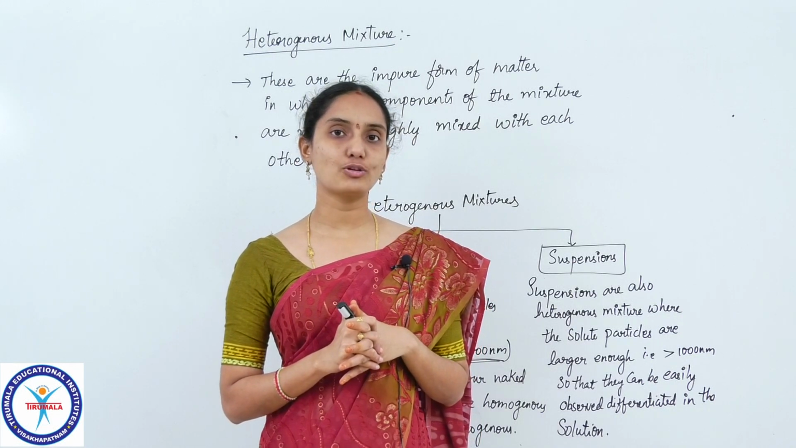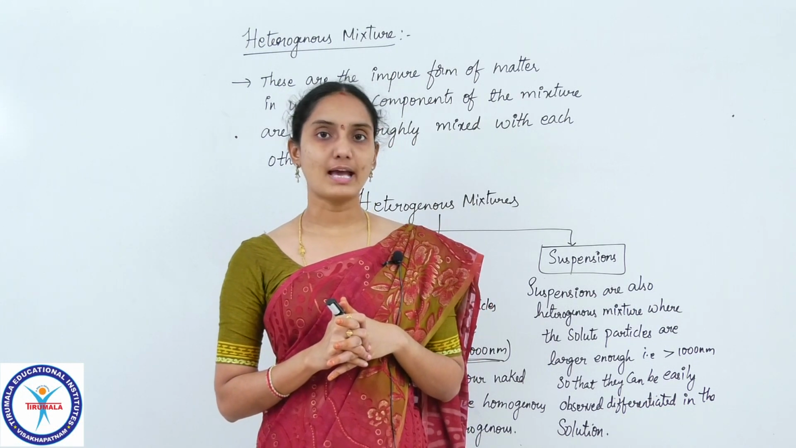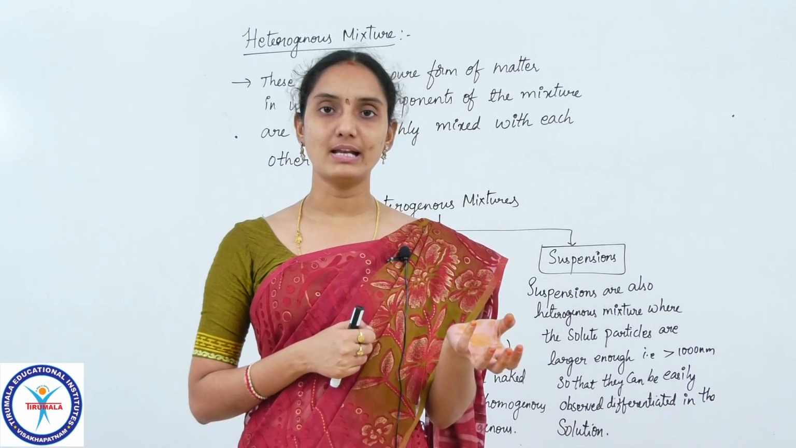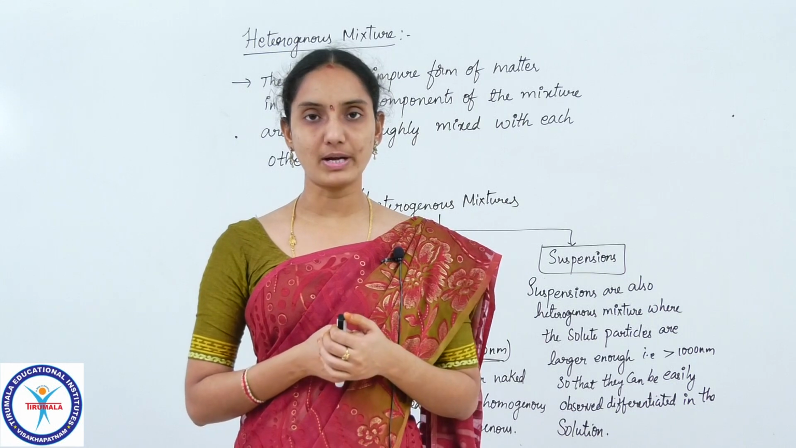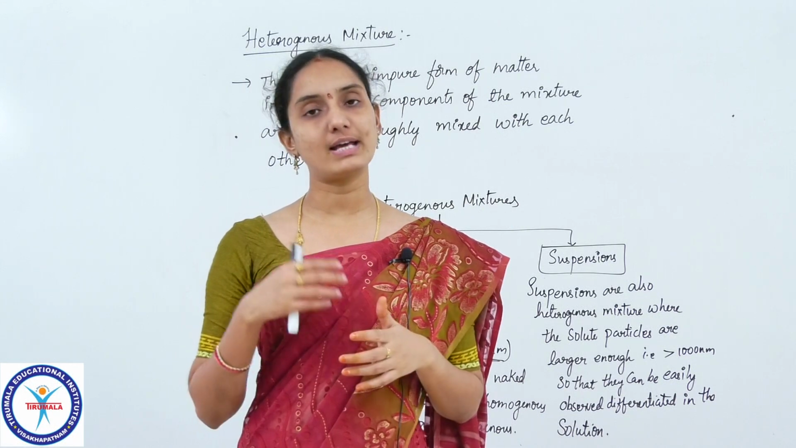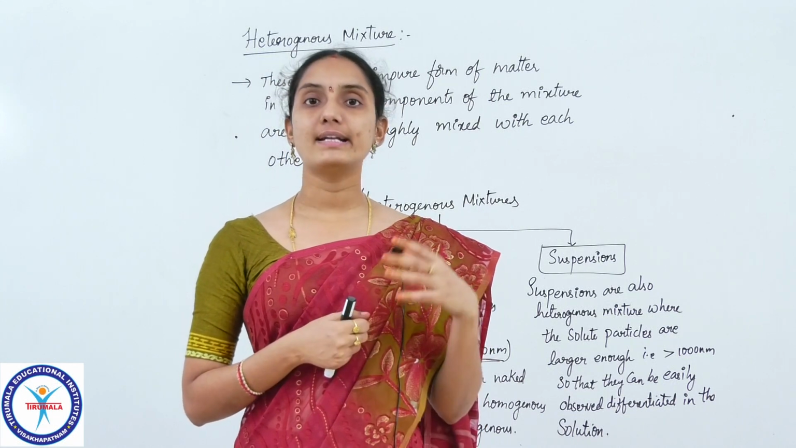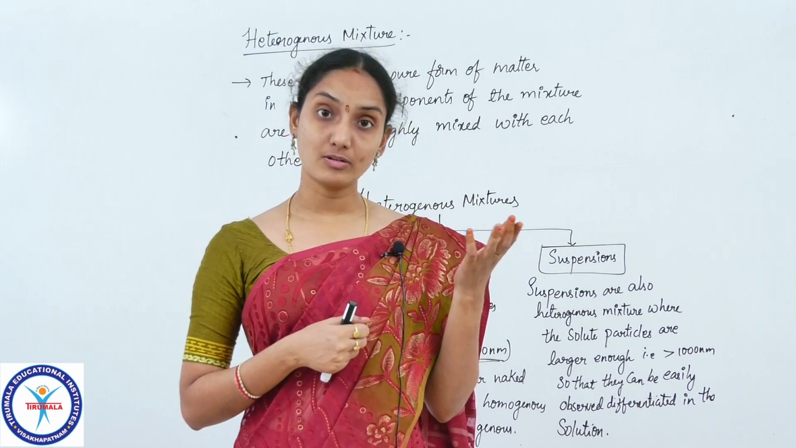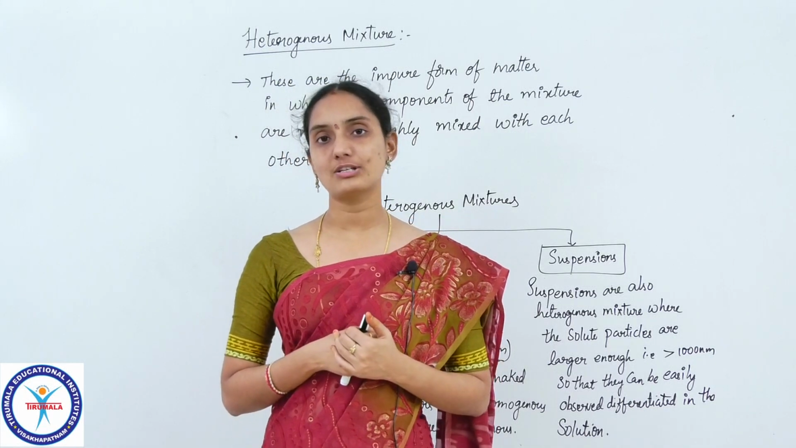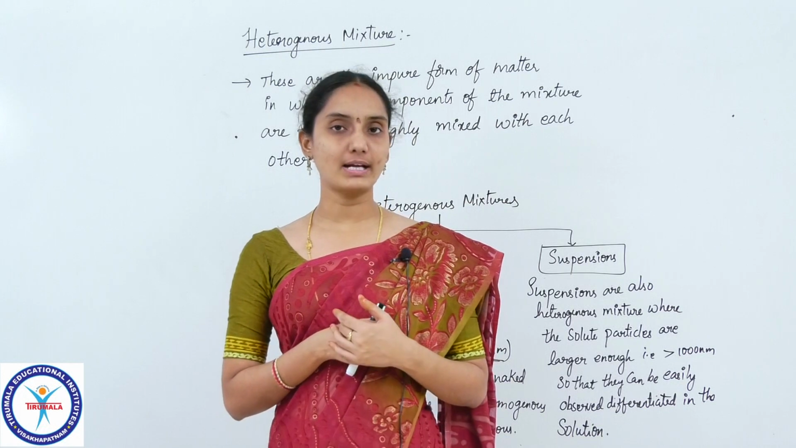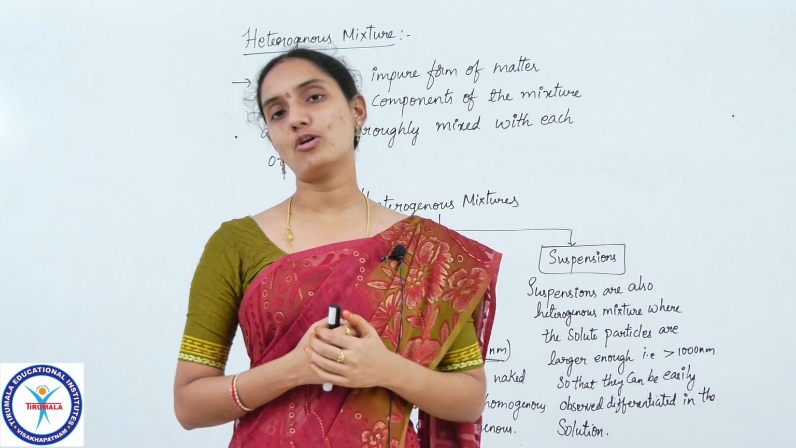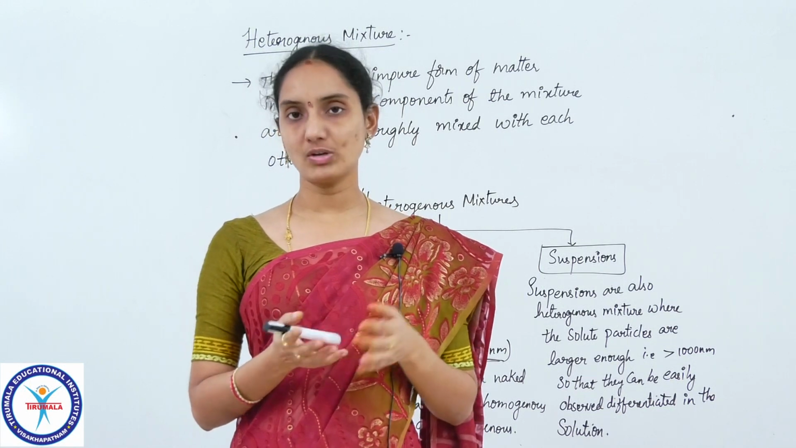So these are the differences you can write: a suspension can be easily separated into components, and if it is left for some while without disturbing, it differentiates into two components, whereas colloids will not differentiate like that. Suspension will not show the Tyndall effect, whereas colloids will show the Tyndall effect. A suspension is a heterogeneous solution where the solute particles are larger, with a size of greater than 1000 nanometers, whereas in colloidal solutions the size of the particles is between 1 nanometer to 1000 nanometers. So all these you can write as differences.